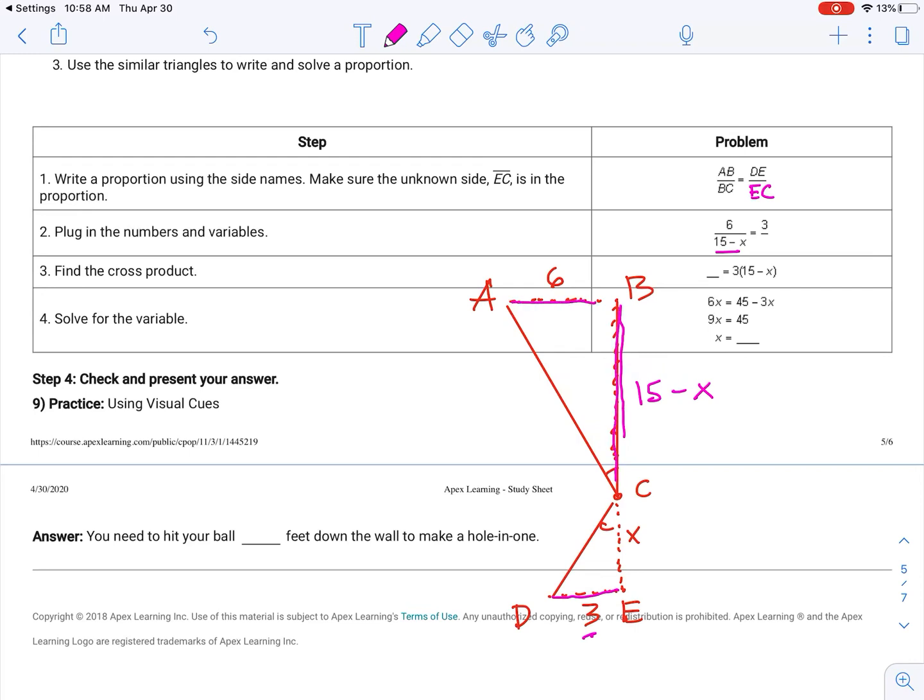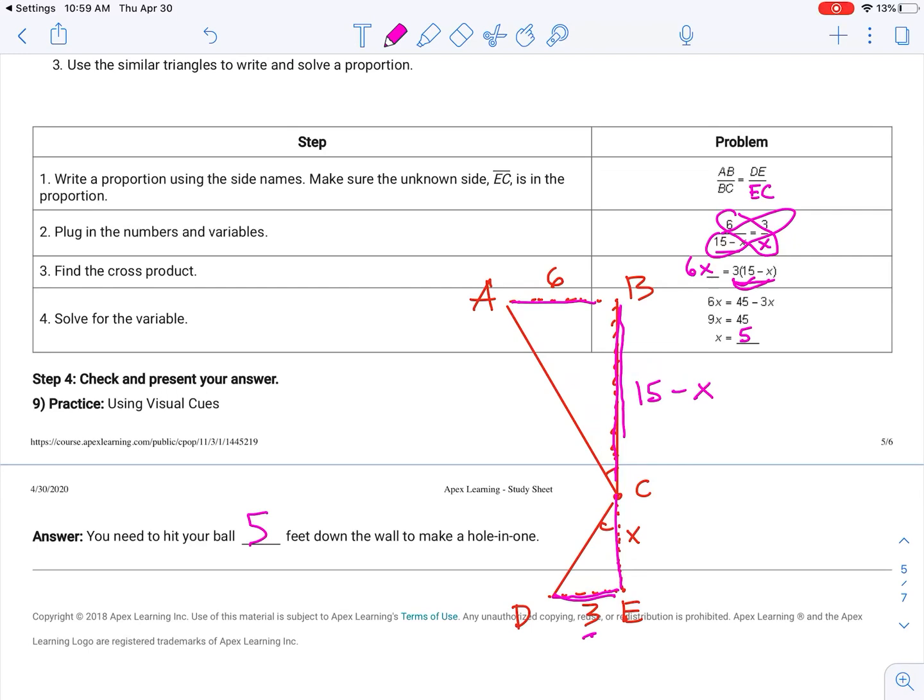So again, if you didn't catch that, we had AB over BC is equal to DE over EC. So we're lining it up like that on this one. Now we cross multiply. So we go this times this, that's that. And then this times this is 6x. Then I solve this. I distribute for 45 and negative 3x. Then I add 3x to both sides, and I divide by 9, and I get x is equal to 5. So you need to hit your ball 5 feet down the wall to make a hole in one.